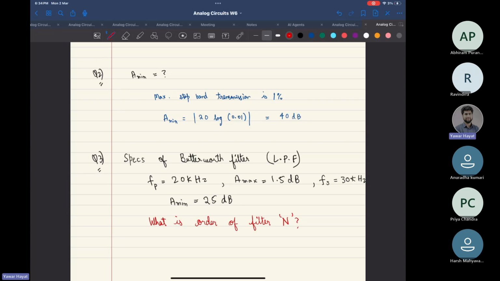What is your Amax? Amax is 10 log of 1 plus epsilon square. Right? You already know this Amax, right? How much is Amax? 1.5 dB. So how much is your epsilon? Your epsilon would be 0.642.